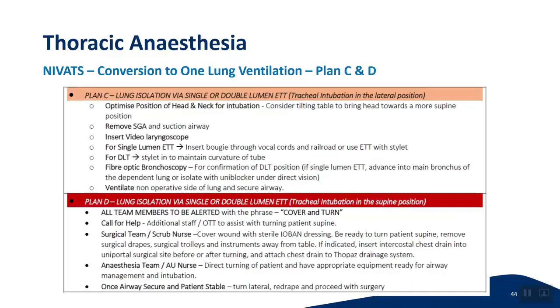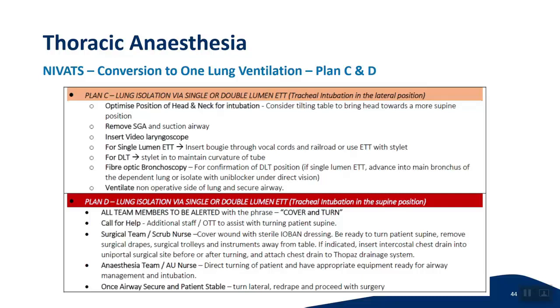If Plan B fails, an attempt can be made to intubate the patient in the lateral position, either with a single lumen endotracheal tube or double lumen endotracheal tube. The bed can be tilted slightly to bring the patient's head and airway to a more supine position. A McGrath or CMAC video laryngoscope should be used to visualize the glottis. A bougie can be used to facilitate intubation if required.